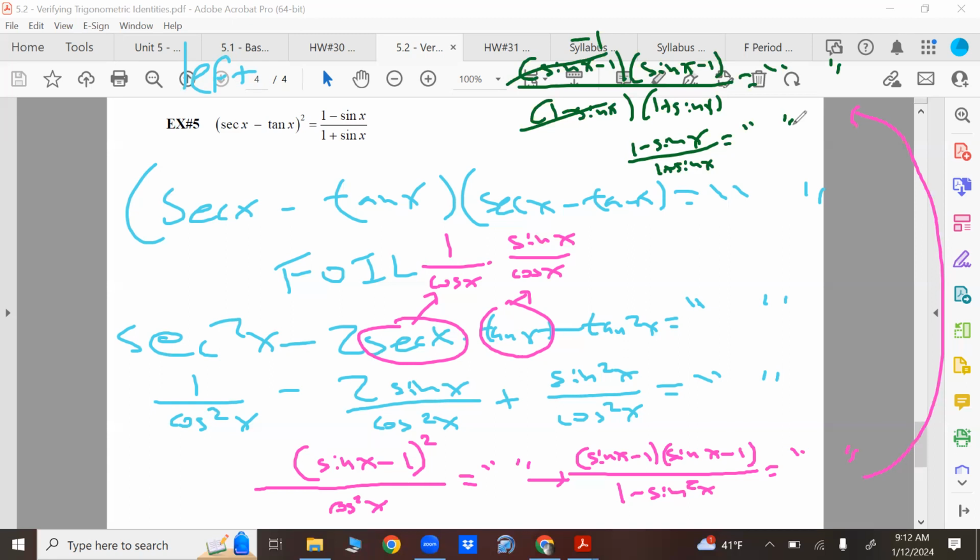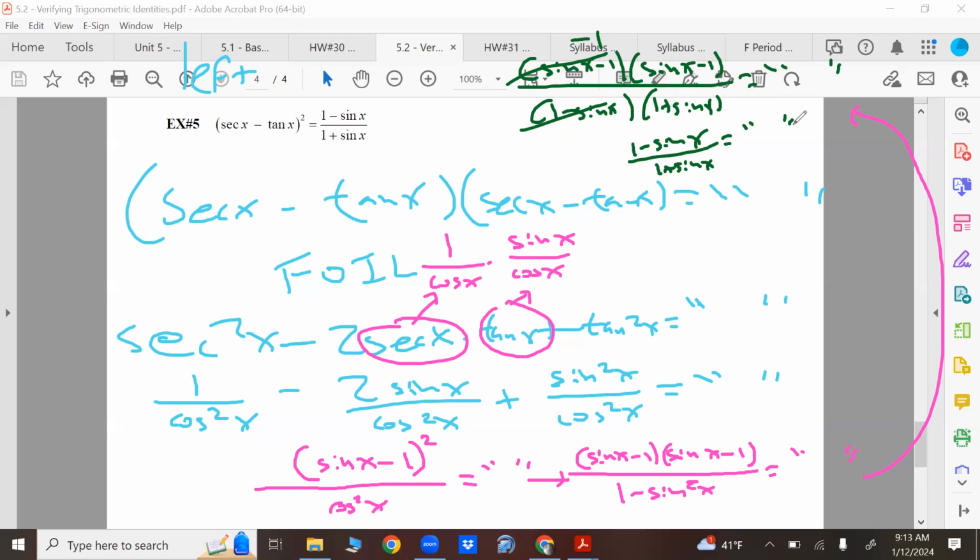Foiling, I think, was obvious, right? I think we're pretty clear that foiling was obvious. And then the rule of thumb I talked about, I think it's not sine cosine naked. That's 1 over cosine squared. Secant is 1 over cosine, tangent is sine over cosine, combined that's 2 sine x over cosine squared x. And that's positive tangent squared x, so it's plus sine squared x over cosine squared x.